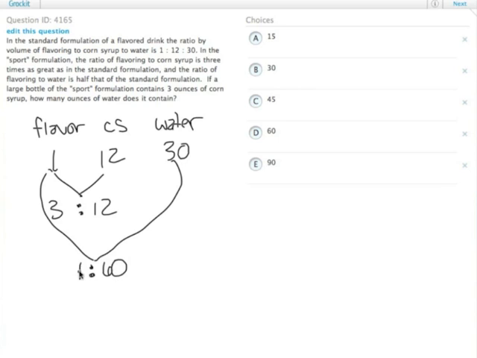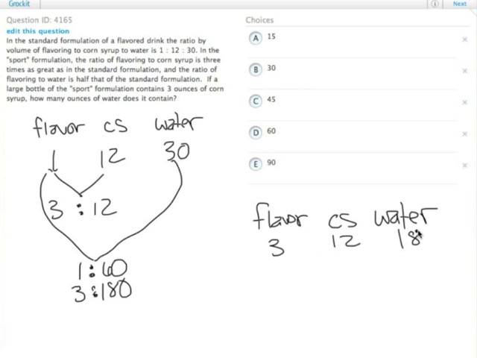To get this number lined up with the previous one, we would multiply each of these times 3. So that ends up being 3 to 180. And then the new ratio for, I'll write it over here, flavor to corn syrup to water ends up being 3 to 12 to 180.